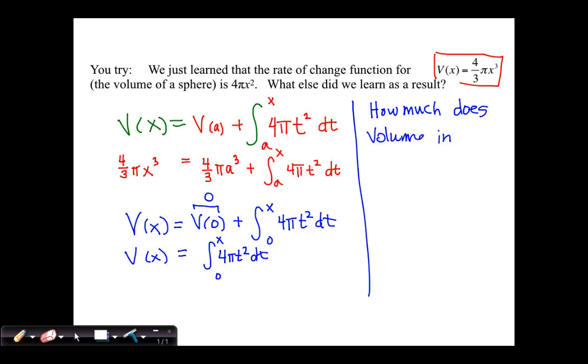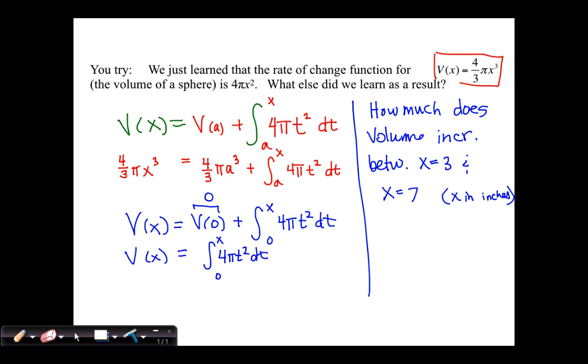Volume increase between having a radius of 3 and a radius of 7. Let's say x is in inches, just some sort of unit, so it means something. So we could write that 2 different ways, well, maybe 3 different ways: one with function notation, one using the accumulation function rule, and one using open form integral of a rate function.